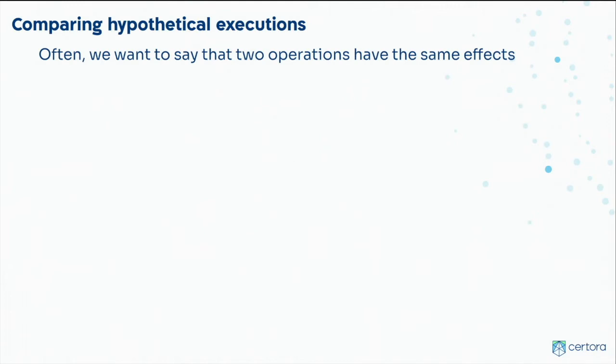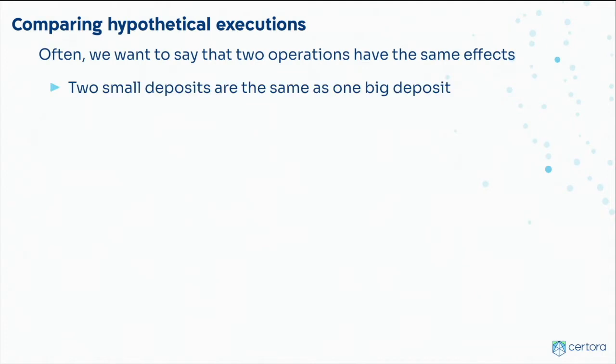So a useful feature, and something you often want to do when you're writing a property, is to not just execute your program once, but to execute it twice, to do two different sequences of operations so that you can compare the results. So for example, you might like to write a property that says something like two small deposits give you the same result as if you did one big deposit, right? So if I deposit A, then deposit B, that should be the same as if I deposited A plus B.